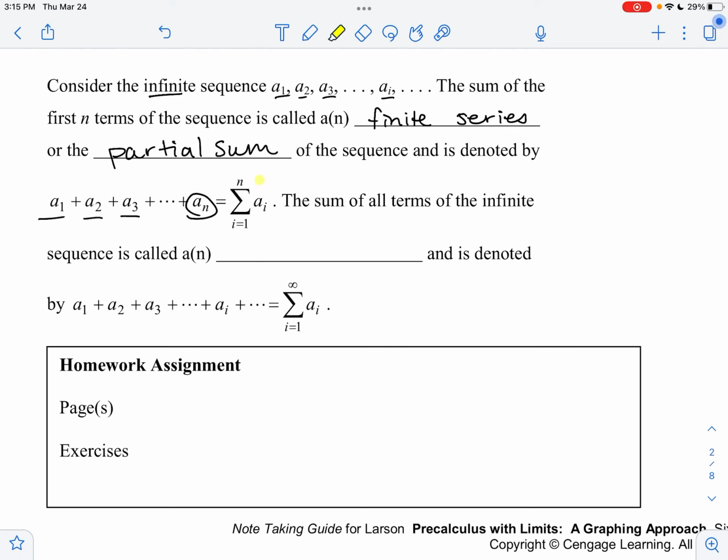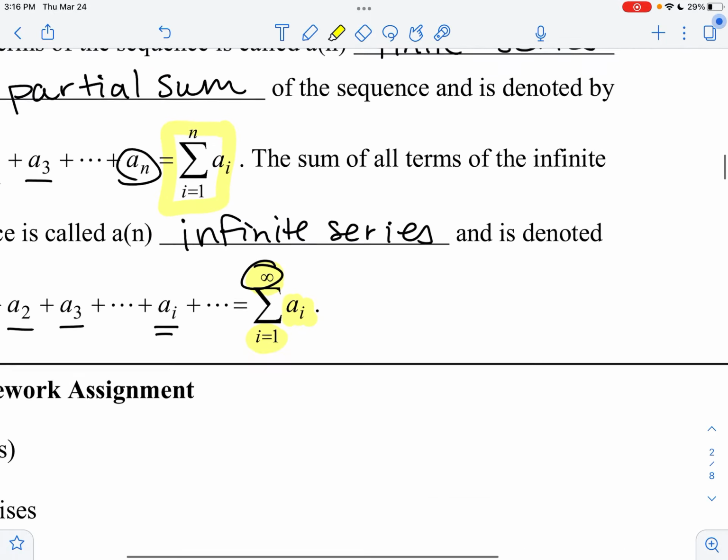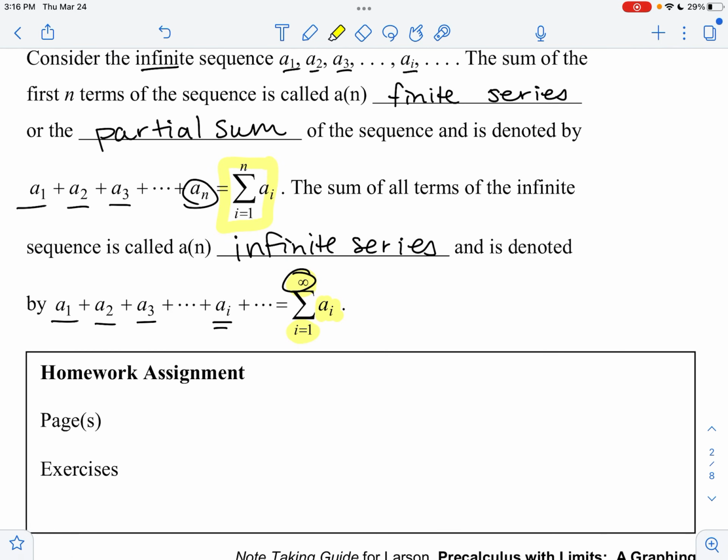We can use our summation notation. The sum of all the terms of an infinite sequence is called an infinite series and is denoted by the first term, second term, third term, summed until that infinite number. This is our function that we plug into, but our lower limit is 1 and our upper limit is infinity. We do have a way to solve this as long as it is a decreasing sum, but we'll show that to you later.